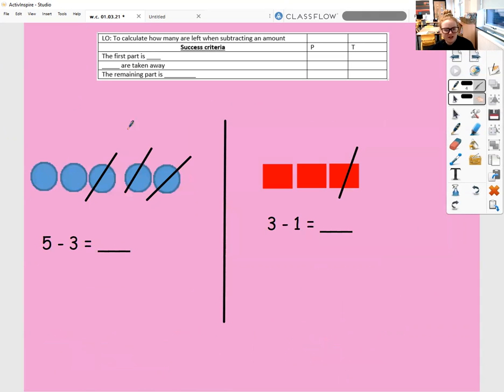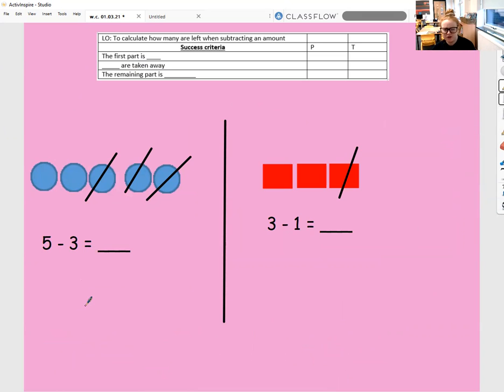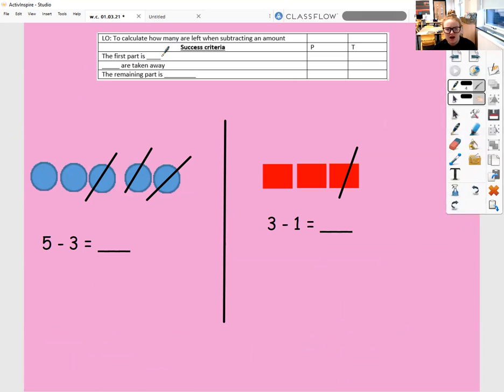Oh, this is a little bit different. This time it's already got some crossed out for us. Let's just have a look at it and see if we know how to work this out. We're looking for the first part, and then how many are taken away, and then the remaining part. The first part is 5. Let's have a look. 1, 2, 3, 4, 5. The first part is 5 because that's how many counters we've got to start with. And then how many are taken away? Well, this is saying 3 are taken away.